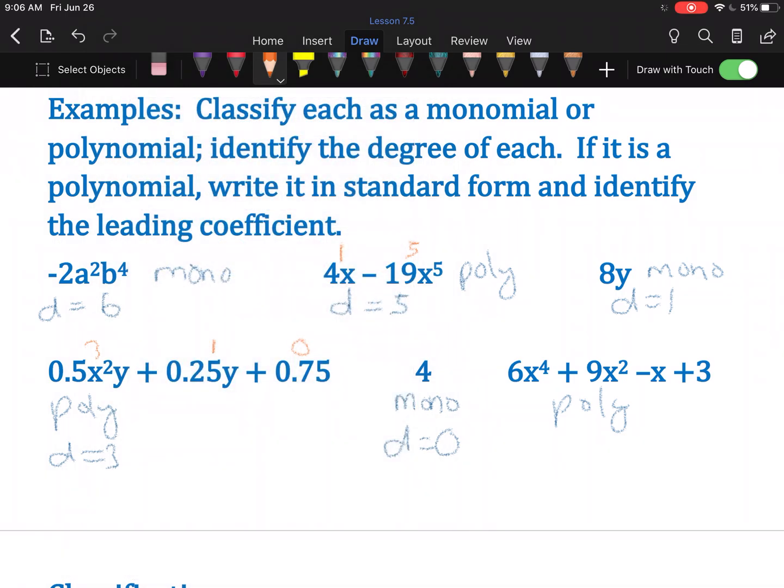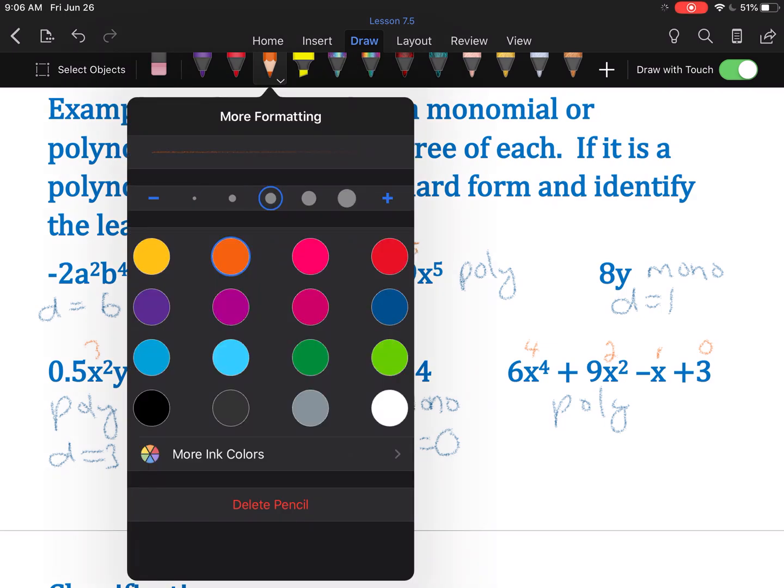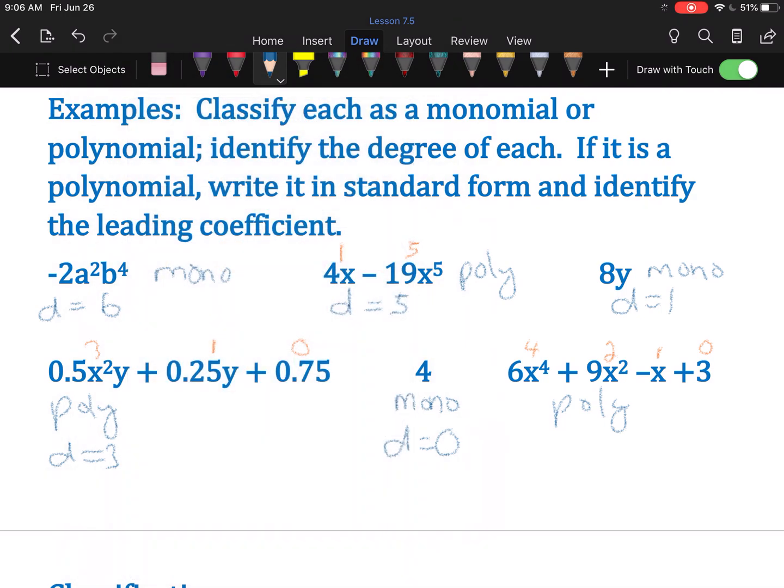And my last one, 6x to the fourth, well, that's a 4. 9x squared, that's a 2. Minus x, that's an invisible 1. And 3 is a number, so its degree is 0. Putting all that together, the degree is the biggest of those, so 4. So we're done with the 3 polynomials.